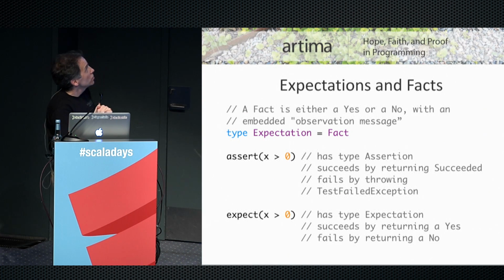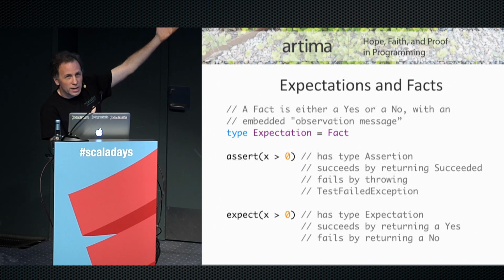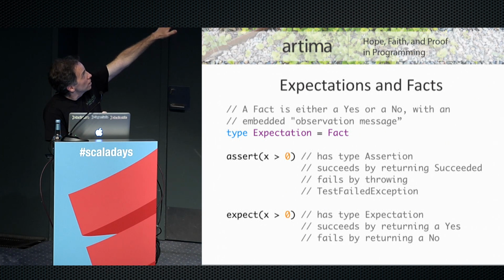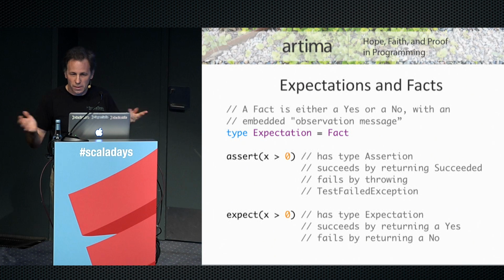So what I did do, kind of over many years, was add something called expectations or fact, which is a kind of assertion that returns a result rather than throwing an exception. The name of the type is Fact, so it's kind of like Boolean plus plus. And then there's a type alias from Expectation to Fact. So Expectation and Fact mean the same thing.